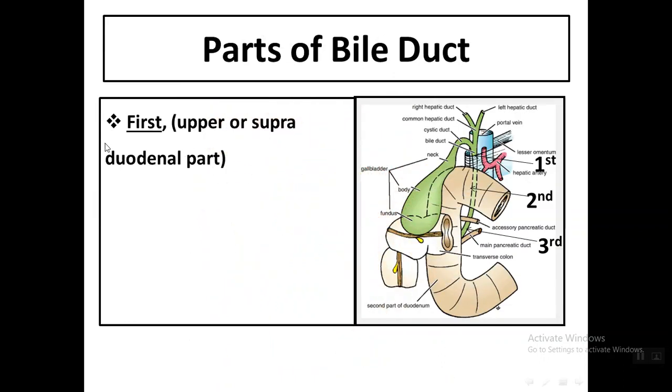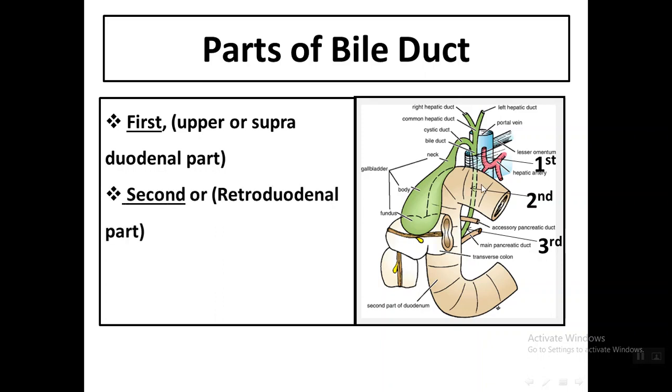The first part of the bile duct is called the upper or supraduodenal part that lies in the free margin of the lesser omentum. It is related to the hepatic artery and it lies anterior to the portal vein. So it lies on the right of the hepatic artery and anterior to the right margin of the portal vein in the free margin of the lesser omentum.